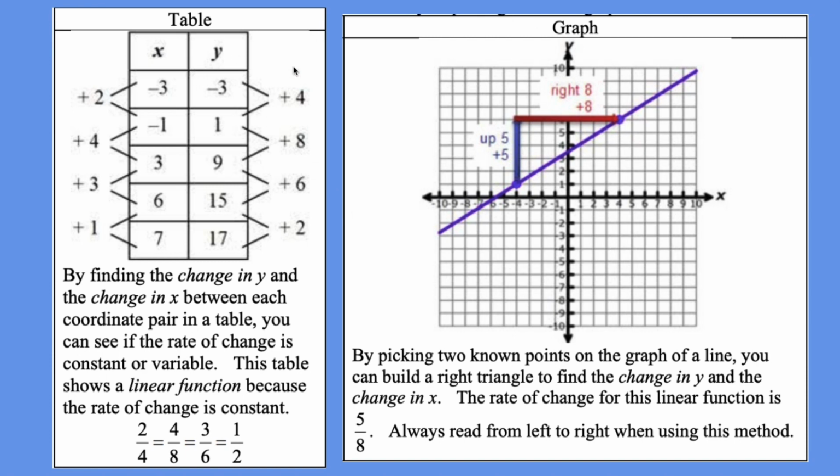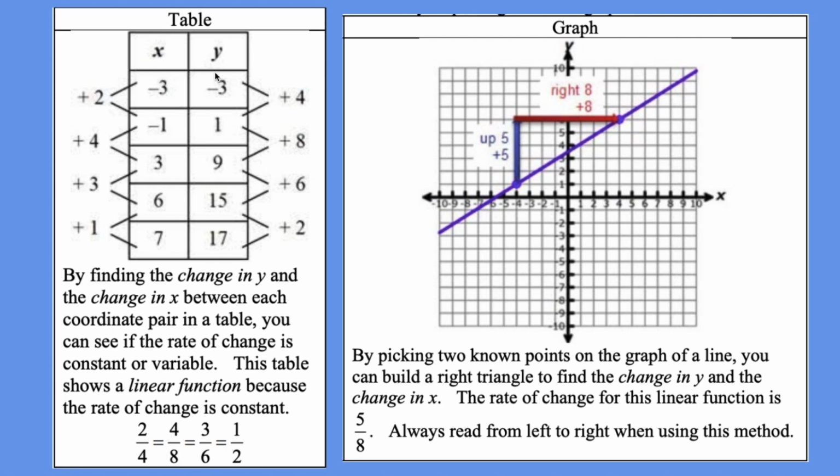So in a table, I really like to use y2 minus y1 over x2 minus x1. So you just do 1 minus -3, and then over -1 minus -3. But what they did here is they found the difference between two coordinates in the y section and then two coordinates in the x section.